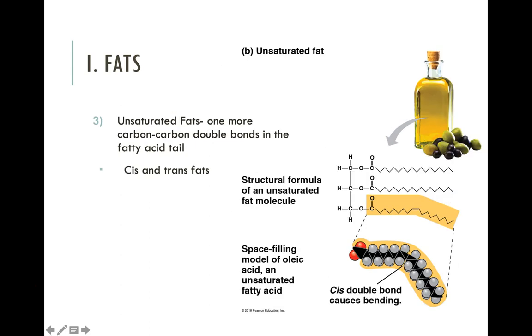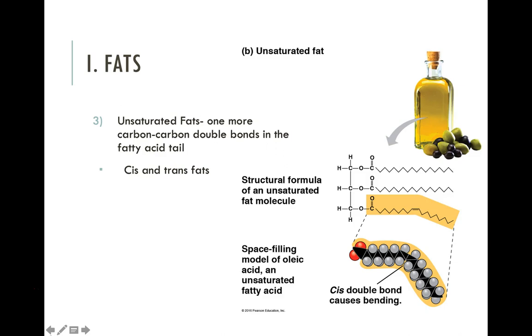Our other type of fat are the unsaturated fats. So these are often thought of as sort of your healthy fats. And the unsaturated means that there's a carbon-carbon double bond in at least one of those fatty acid tails. The saturation refers to whether or not all the carbons are completely surrounded by hydrogen. And when you have a carbon-carbon double bond, each of those carbons has one less hydrogen, so it is unsaturated by hydrogen.